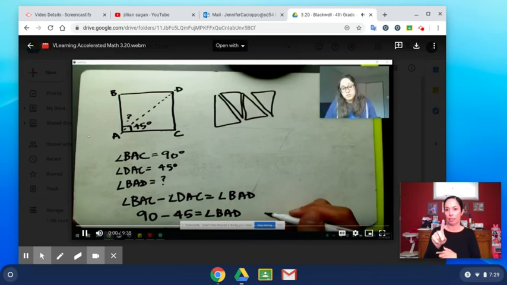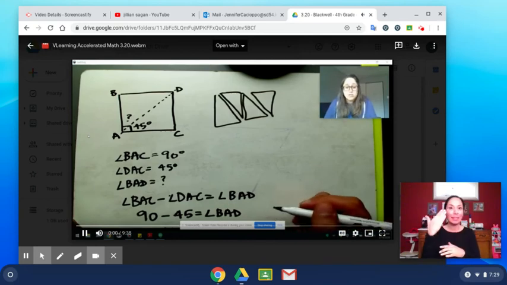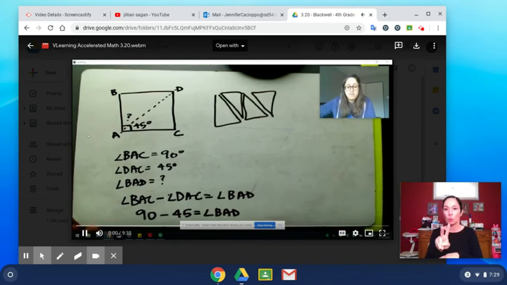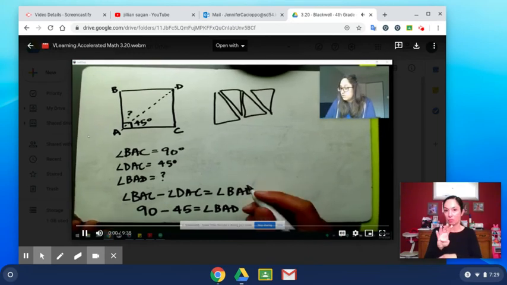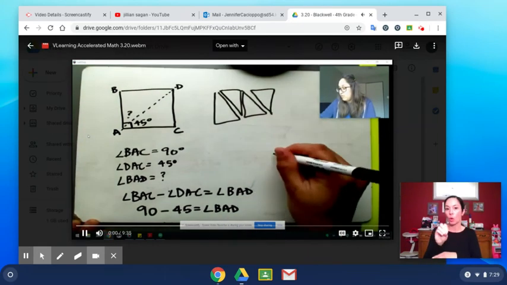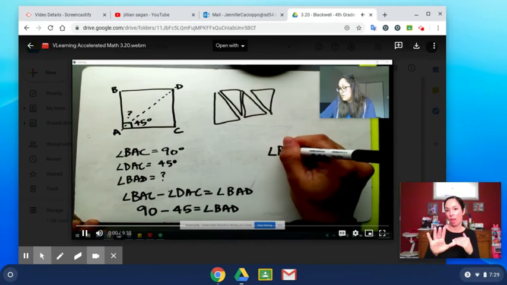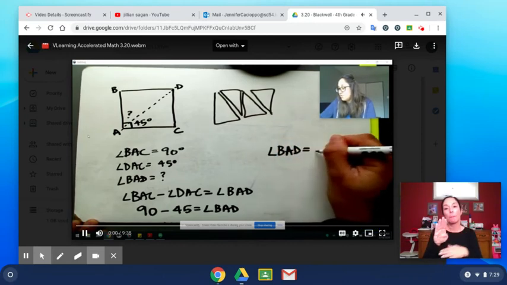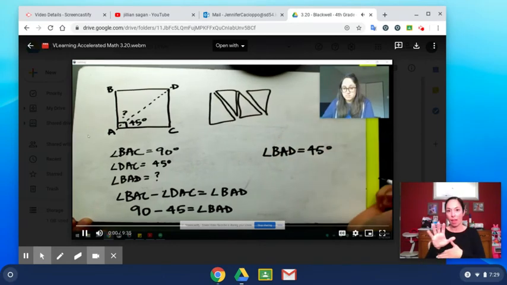Now, you probably already know that 45 times 2 is 90, right? 45 is half of 90. So 90 minus 45 would give us 45. So the measure of angle BAD is 45 degrees.